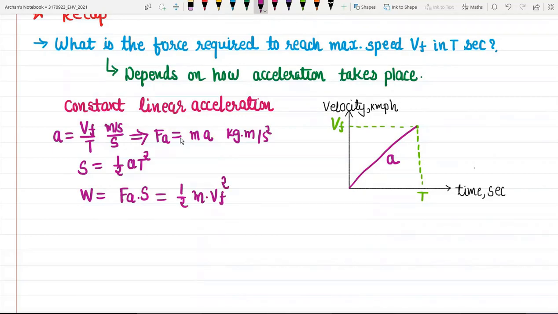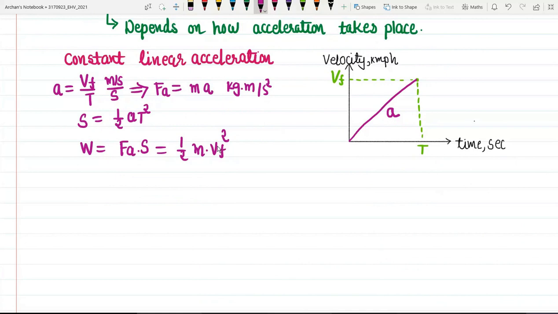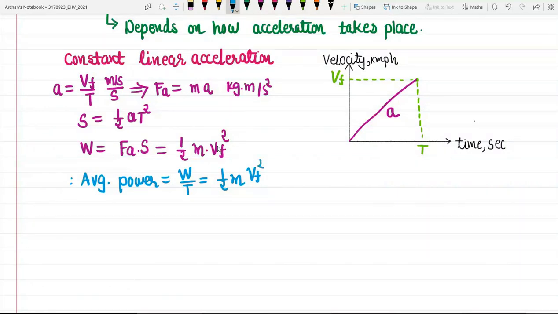Okay, so that was the work done by the vehicle, and from this knowledge of the work done, we will be able to calculate two parameters. We are talking about the acceleration power. Average power is given by work done upon time, and it is equal to half m vf square by t. And if we talk about the peak power, then peak power is given by m into vf square by t. So we have seen this scenario.